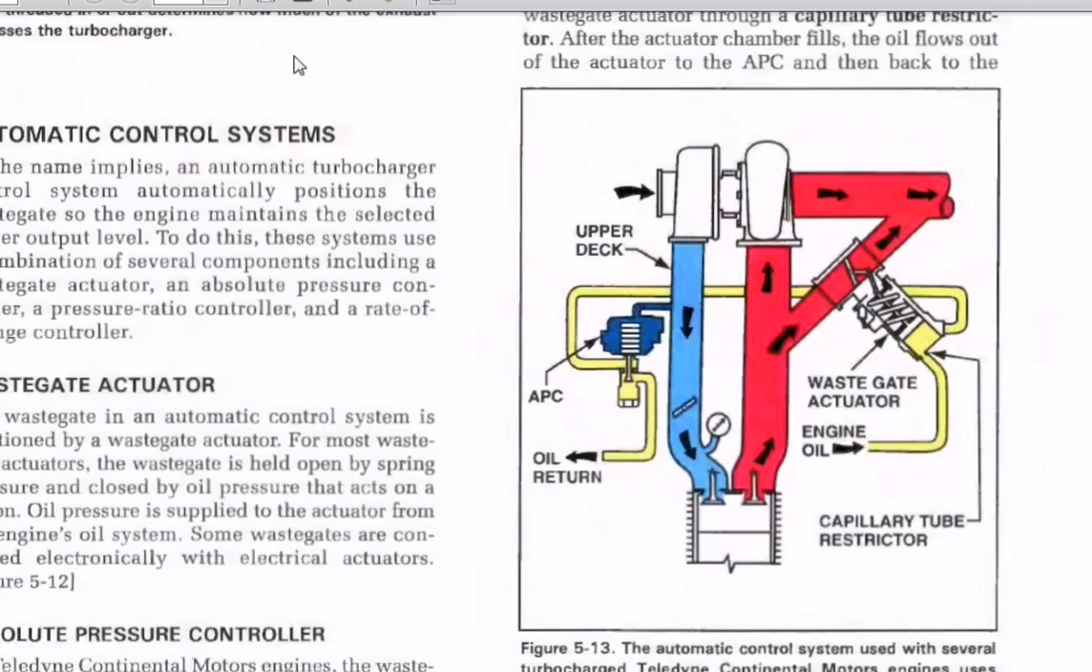Nanti tengok, control F, manifold gauge.